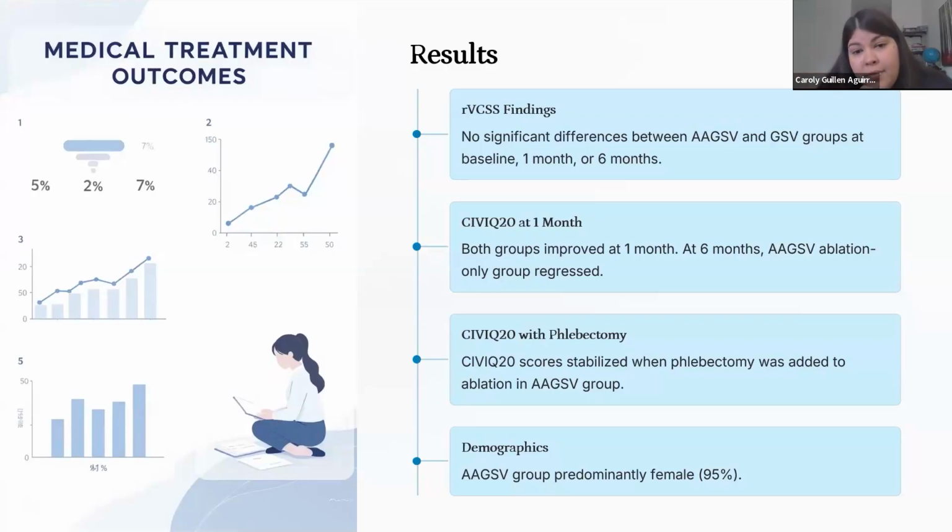The quality of life tool actually in both groups improved at 1 month, but at 6 months, the AAGSV ablation group actually worsened. However, when phlebectomy was added to the AAGSV ablation, then the quality of life scores stabilized and were comparable to the GSV group.